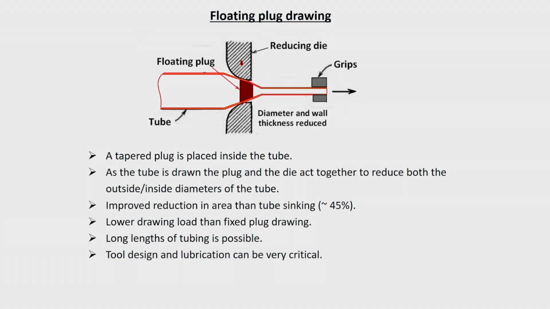So, here the advantage is that you can reduce the large surface area, so that will reduce your frictional area or frictional forces, and then you can get a higher reduction also. Here you can go up to even 45% reduction in one go. That is the biggest advantage with this. Now, because the frictional area is less, the frictional forces are less, the total load necessary for the tube drawing by floating plug is much lower than the fixed plug drawing, because the contact area is less.